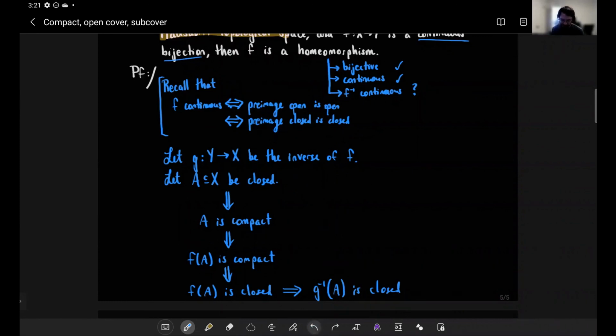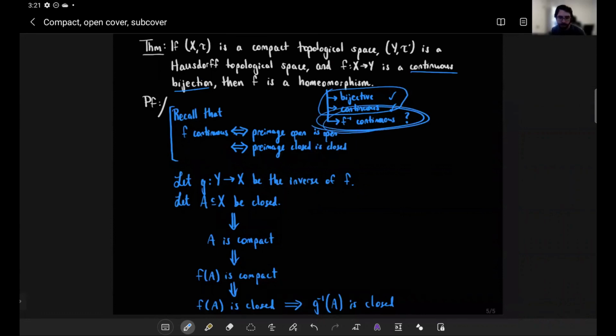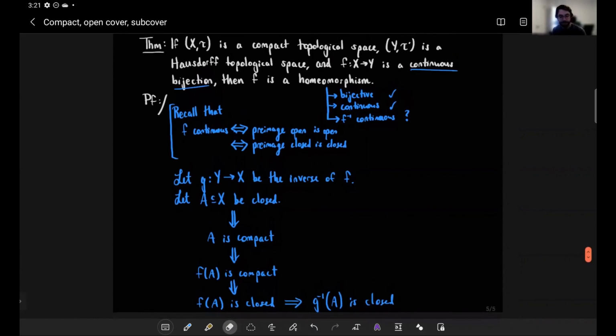So kind of bringing together all these results to show something really nice in that anytime you're working with a compact domain and a Hausdorff codomain, you really only need to check two things. If you check that your function is bijective and continuous, then this piece falls into place immediately. It comes in handy more often than you would think, other than being a really elegant proof uniting a lot of important results. It is useful.